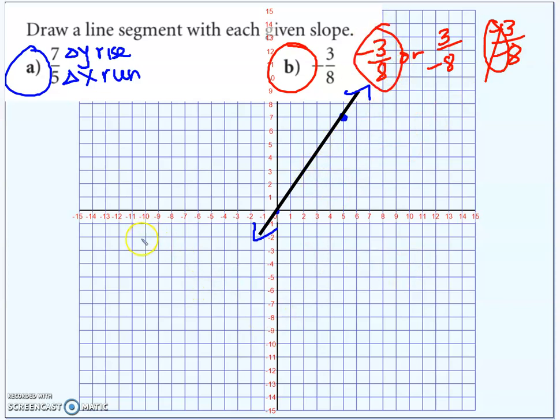So maybe I'll start over here this time, just to be a little out of the way. I'm going to rise 3 and then run -8. So I'm going to go up 1, 2, 3, and then I'm going to go backwards 8. So 1, 2, 3, 4, 5, 6, 7, 8. And that was my fault for going off the graph, but that's okay. We will survive. So our line is going to look like this.